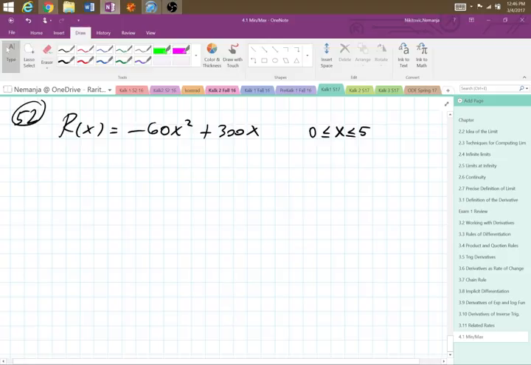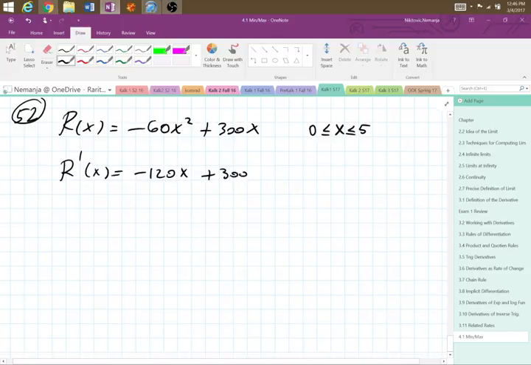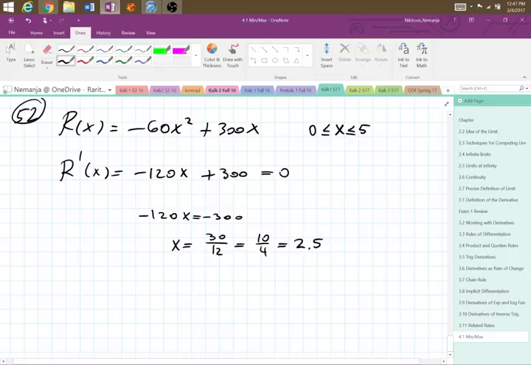To solve this quickly, the derivative is negative 120x plus 300. We set that equal to 0, so negative 120x is equal to negative 300, and x is equal to 300 over 120, which is 5/2, or 2.5. So now I have three values to check: x equals 0, x equals 5/2, and x equals 5.